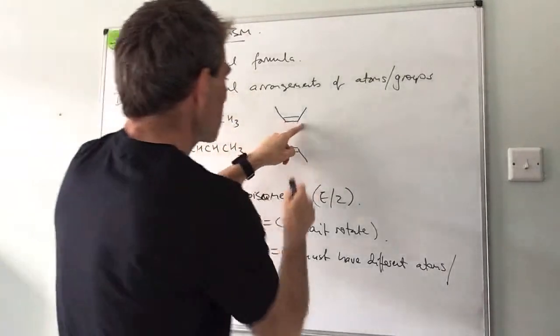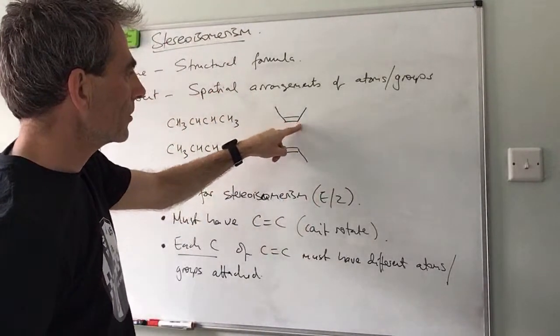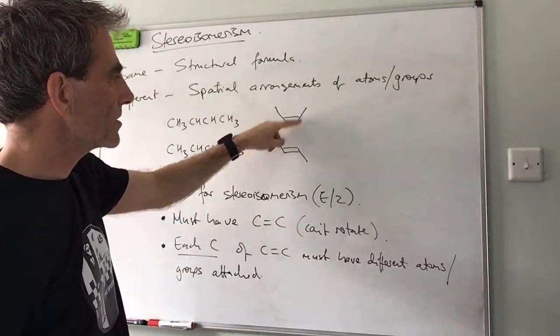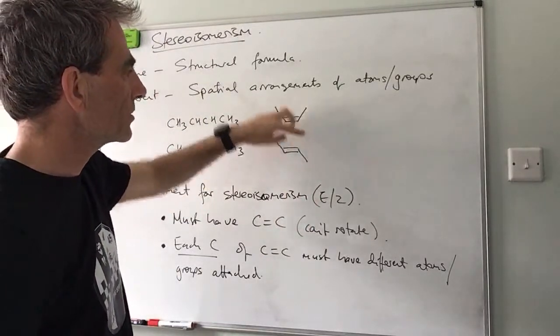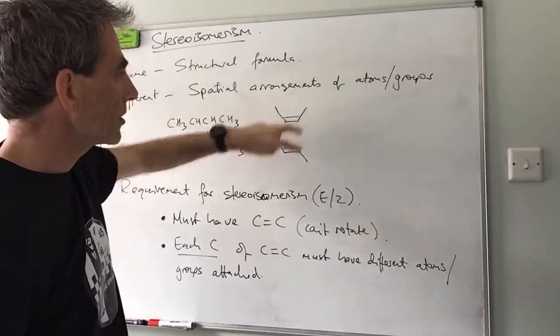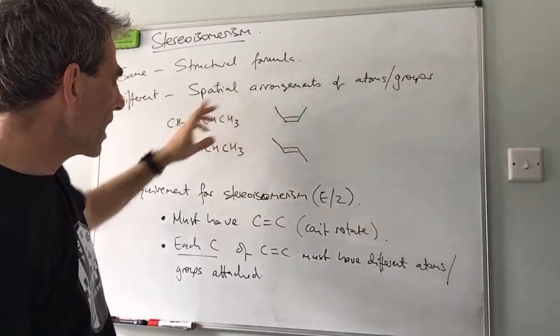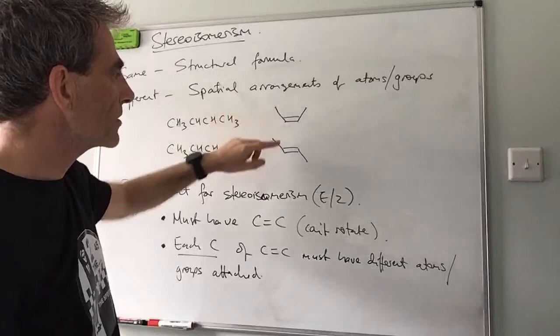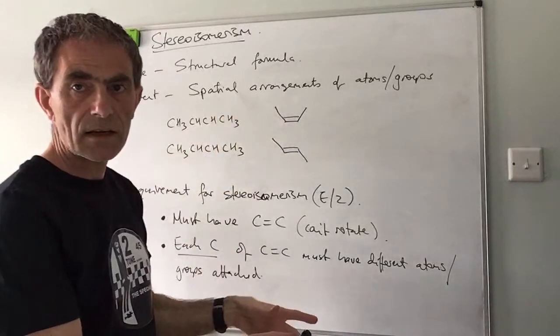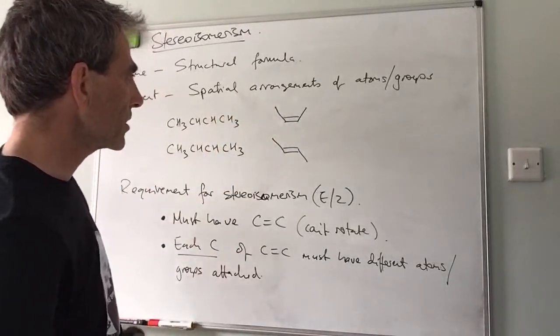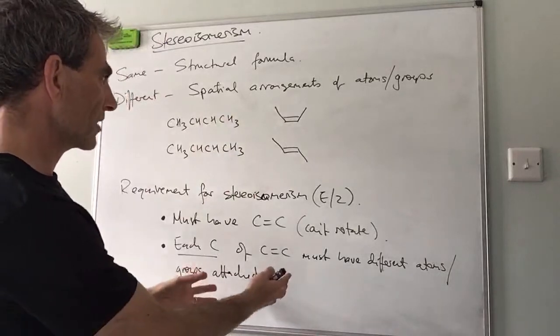So we move on to the next carbon. What's that carbon got bonded to it? A CH3 and an H. They're different to each other. So because you've got different atoms or groups of atoms on each carbon of the double bond, it will show E/Z isomerism, okay? And so that's why it's possible.